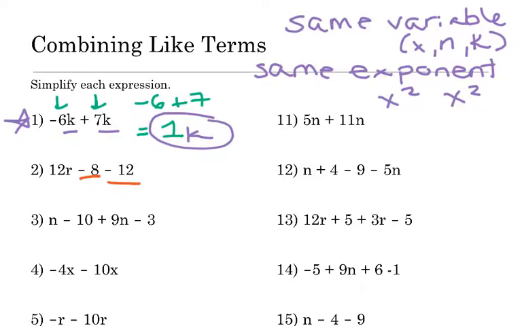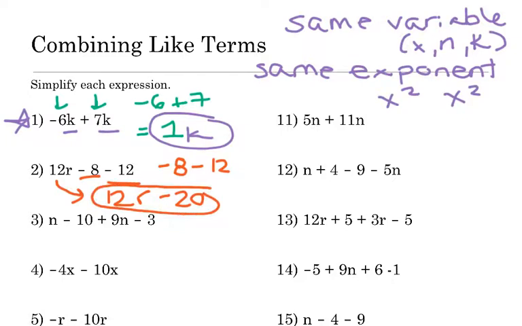They're called constants, but obviously you just know them as numbers. So what is negative 8 minus 12? It's going to give you negative 20, and we still have this 12r here. So it's just 12r minus 20. That's going to end it because those are no longer like terms. I can't put 12r and negative 20 together.